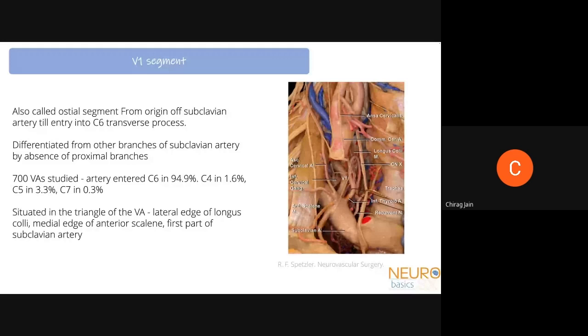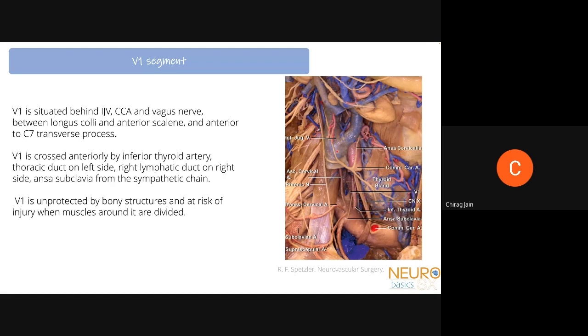This vertebral artery, which is located over here, not completely dissected in this diagram, is situated behind the internal jugular vein, the common carotid, and the vagus nerve. So it is located behind all these structures. It's located between the longus colli, which is here, and the anterior scalene, which is over here, and it is anterior to the C7 transverse process. So when you're dissecting this area, you can use these structures to identify the V1 vertebral artery.